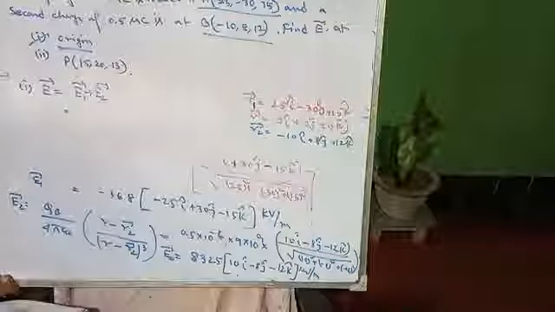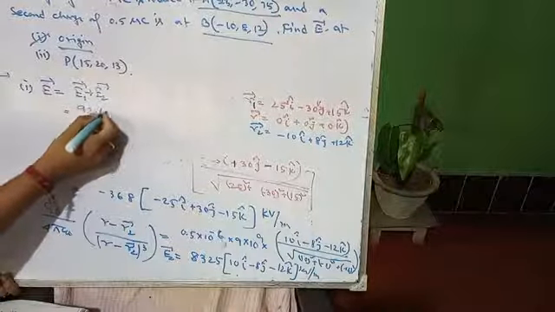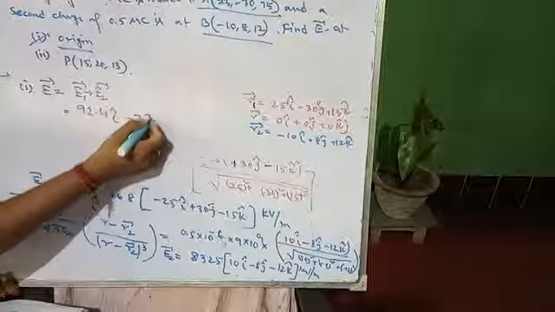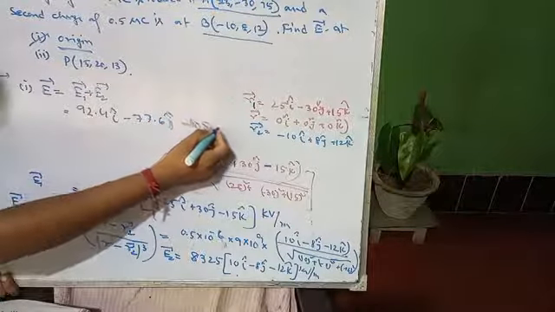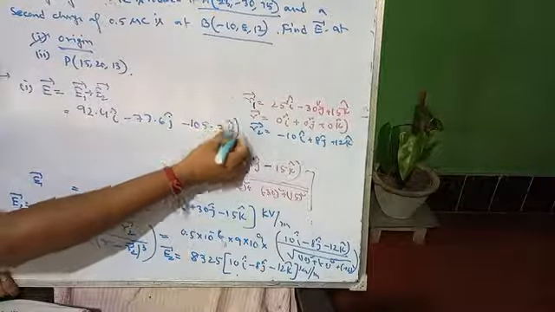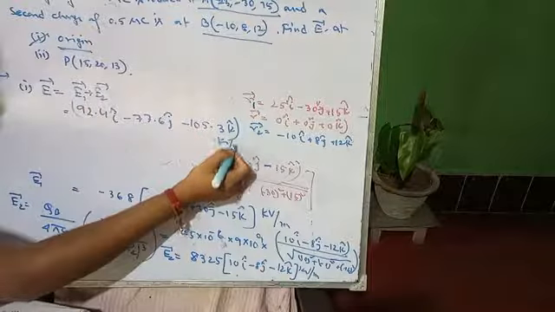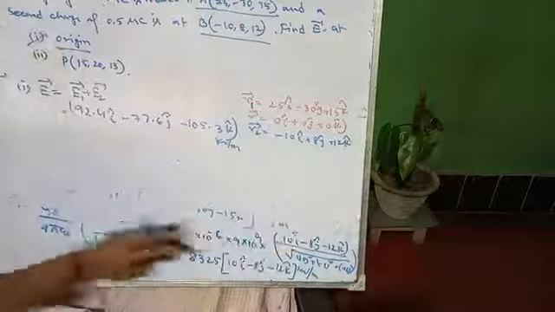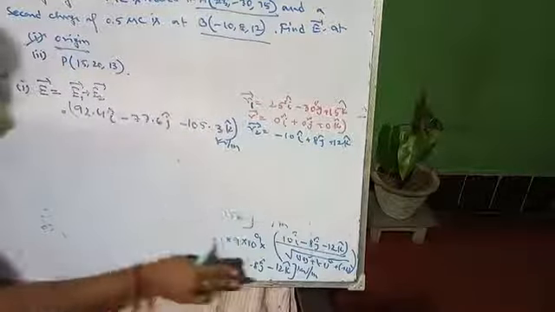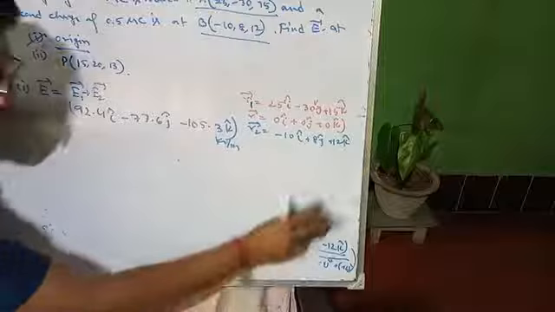Your answer will look like 92.4 i cap minus 77.6 j cap minus 105.3 k cap. And the unit will be kilovolt per meter, and please verify it before writing this ultimate answer. Please verify it by yourself and using the calculator.